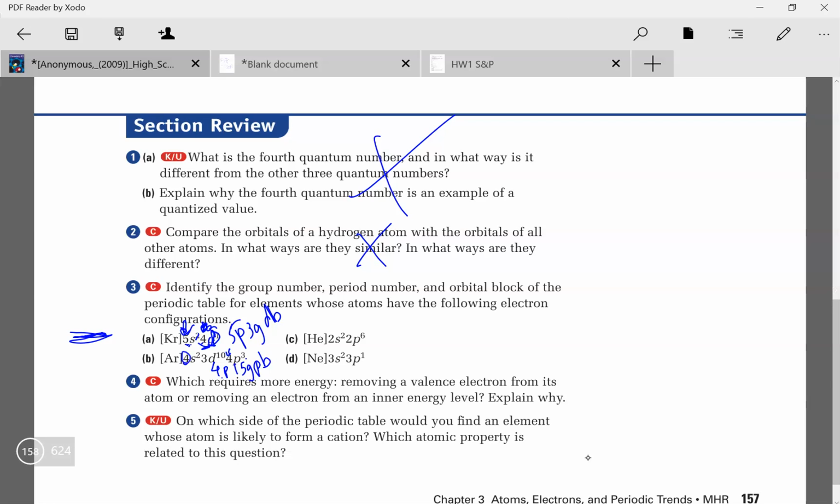Similarly here, the maximum number is 4, so that's the 4th period. 15th group, because I go 2 plus 10 plus 3 is 15, and then that's a P block. Again, 2nd period, this is the noble gas neon. So this is a 2nd period, 18th group, P block. 3s2 3p1. So this is the 3rd period, 3p1. So that would technically be the 13th group, and then P block as well.